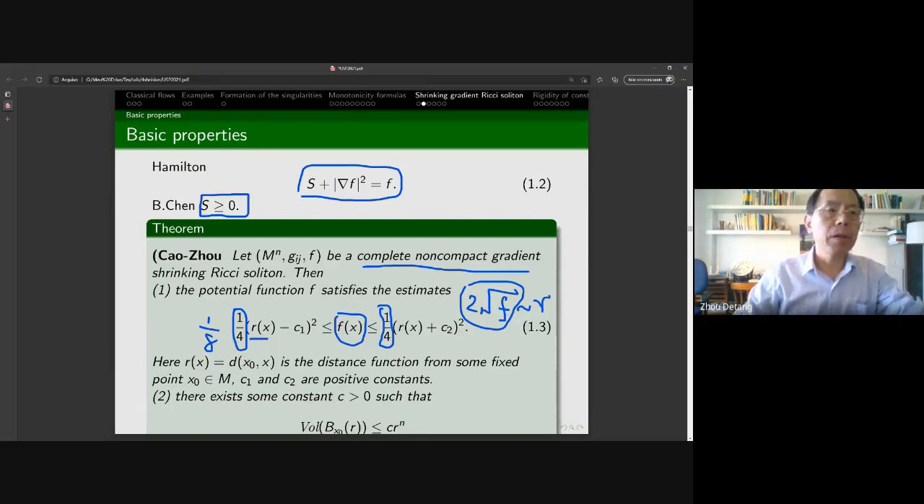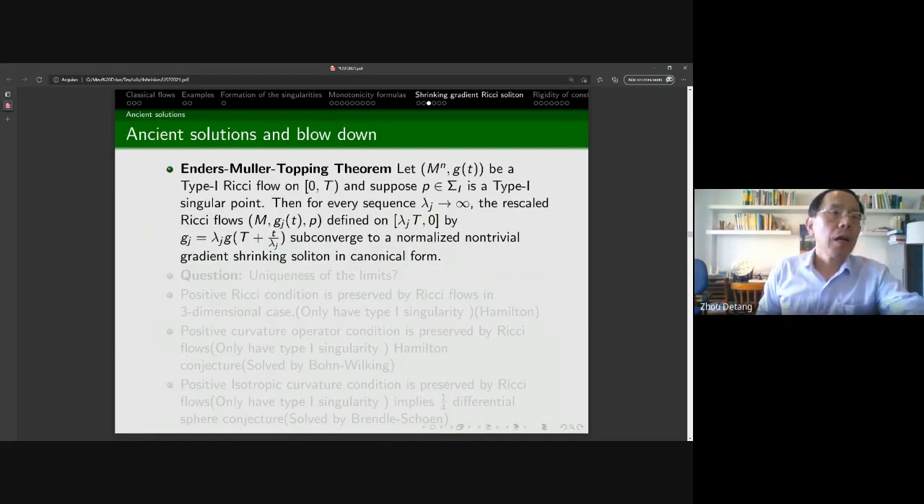Okay. We also proved that the volume of the geodesic ball has growth at most that of Euclidean space, which is similar to a complete Riemannian manifold with non-negative Ricci curvature. We have this term. I just want to say a few words about type 1 singularity and the shrinking Ricci soliton.